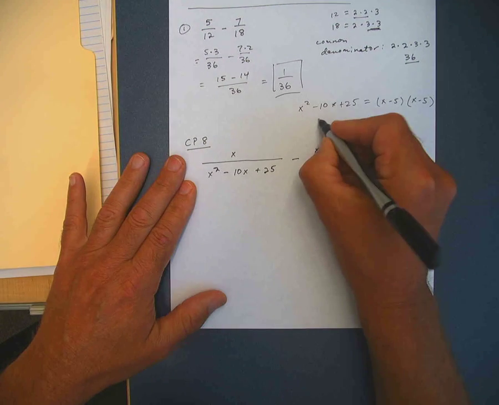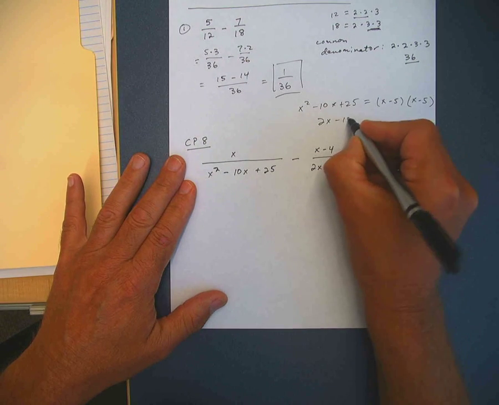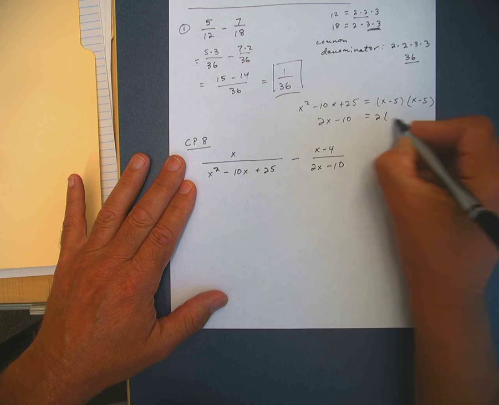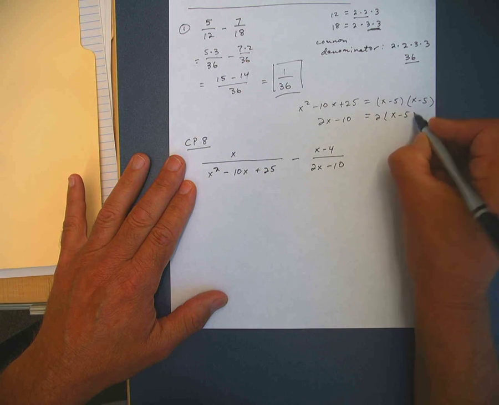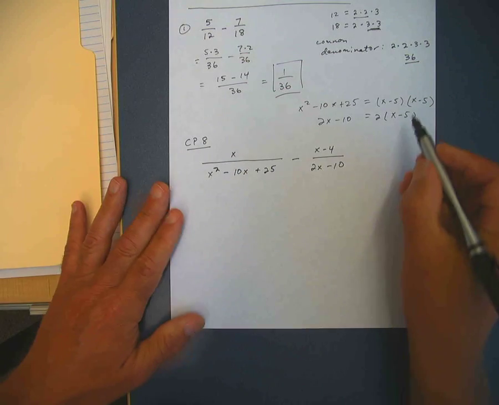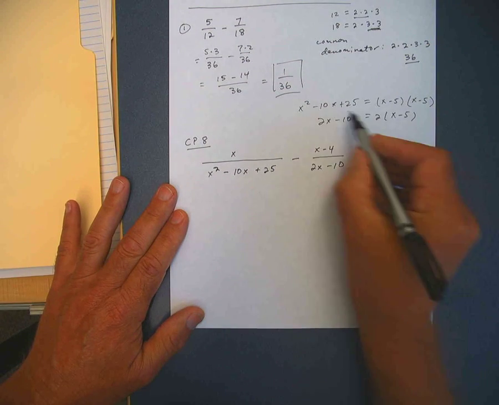Let's take 2x minus 10 and factor that. There's a 2 in common, so I'm going to factor 2 out, and what we're left with is x minus 5. Finding the least common denominator now, we need to look at the factors like we did up here. First of all, let's look up here.